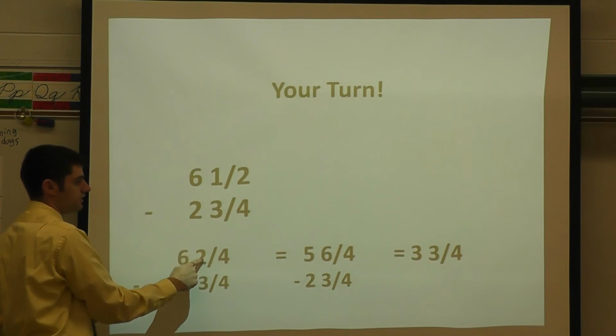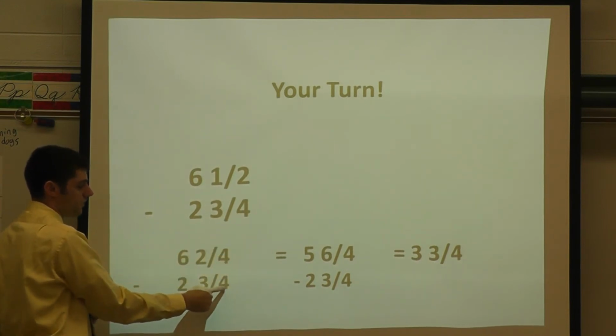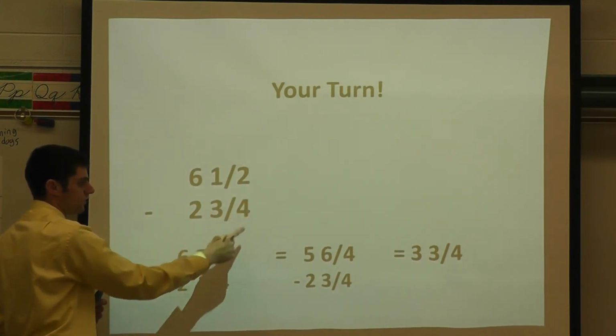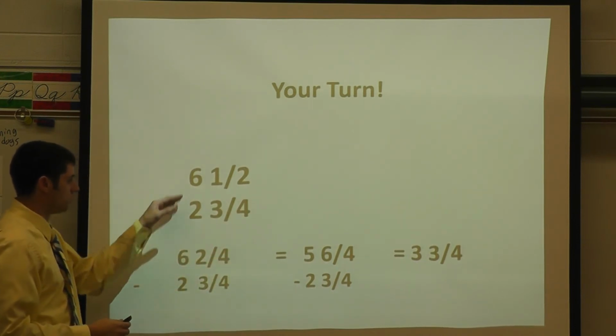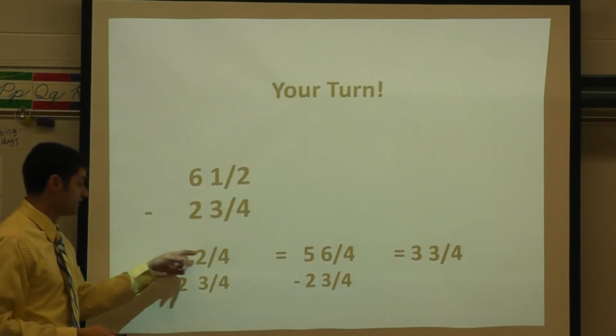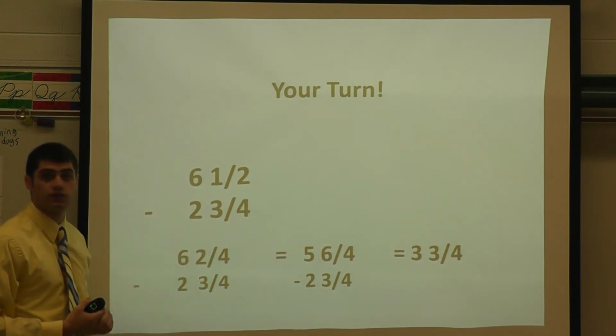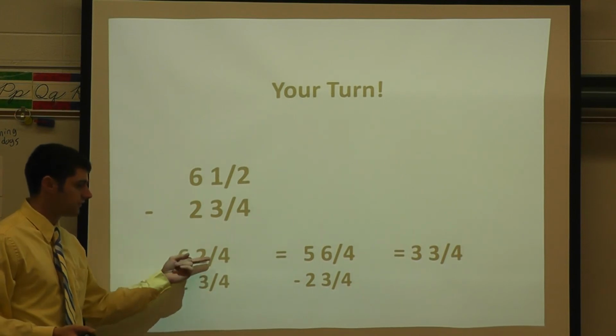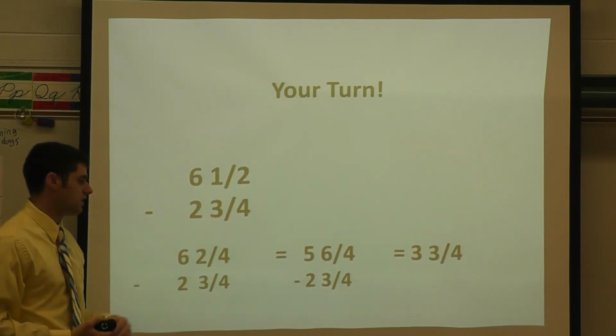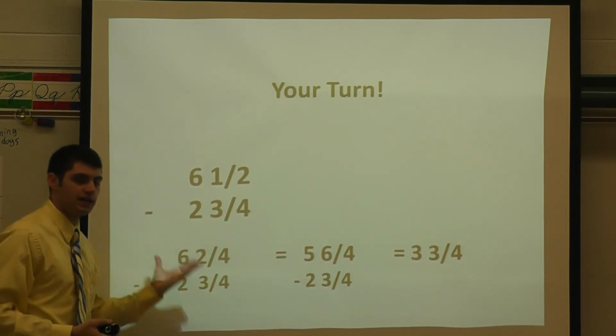2 times 1 is 2. How did I get from 4 to 4? Multiply by 1, so 4 times 1 is 4. 3 times 1 is 3. My whole numbers stay the same. So now I have 6 2/4 minus 2 3/4. However, I can't take away 3/4 if I only have 2/4. So I have to rename this problem again.